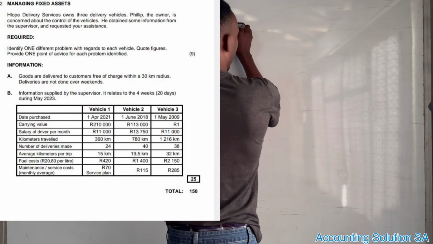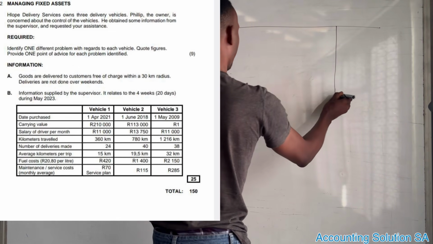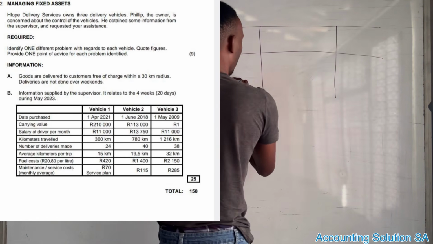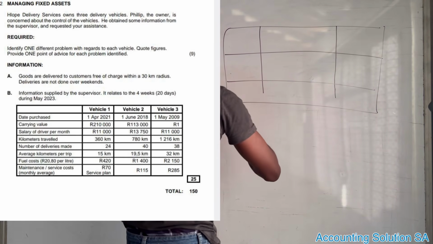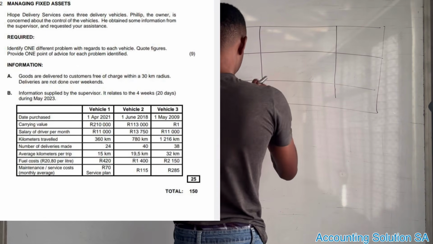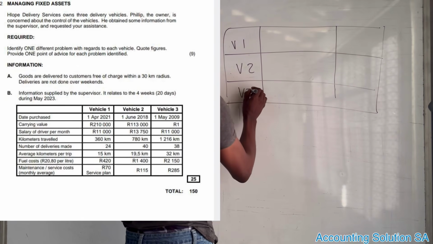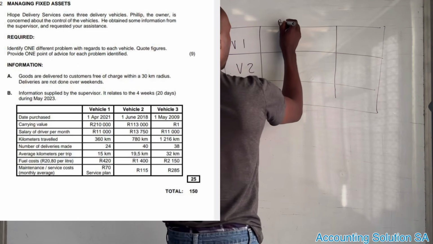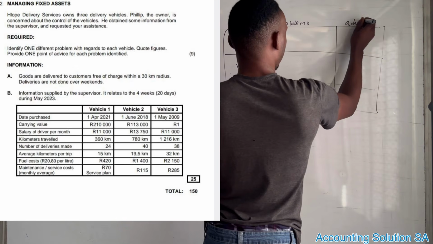Let me draw the table that was given in the answer book. Like this. And we have vehicle 1, vehicle 2, vehicle 3. This side we have to write problems, and this side we must give advice.